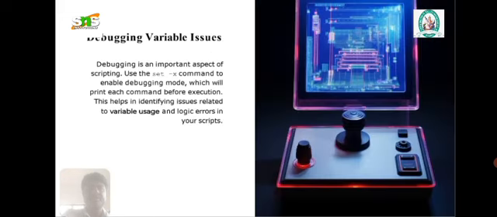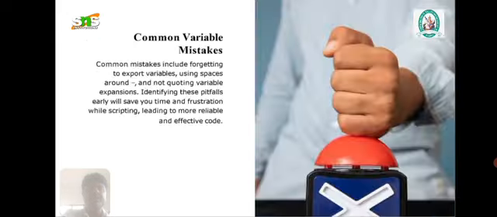For debugging variable issues, use the set -x command to enable debugging mode, which will print each command before execution. This helps identify issues related to variable usage and logical errors in your script. Common variable mistakes include forgetting to export variables, using spaces around the equal sign, and not quoting variable expansions. Avoiding these pitfalls will save your time and lead to more reliable scripting.